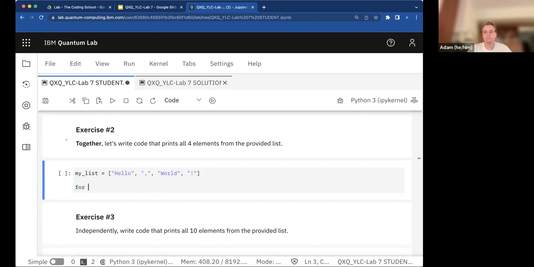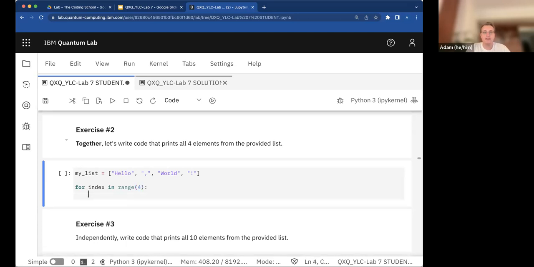So for. We need some sort of variable. Call it index. I works. I is another typical one, short for index. We need to say in what range. In this case, we want 4 elements. So I've already told you 4 elements. And then we can print out my list of index.